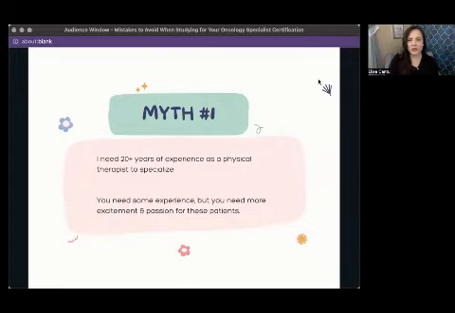So myth number one is I need 20 plus years of experience as a physical therapist in order to specialize, including in oncology physical therapy. Well, this, my friend, is busted, as I'm sure you can figure out, right? What you need in order to sit for this exam, in order to prepare, in order to study for the oncology specialist certification exam, is some experience. Okay, we're not discounting that, but what you need more is actually the excitement and the passion to help these patients. Here's why.